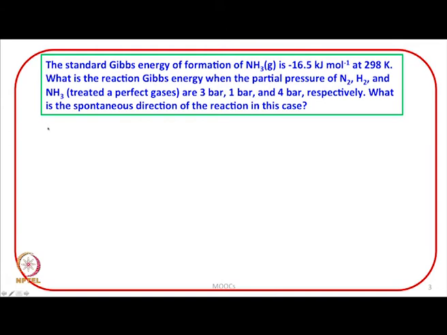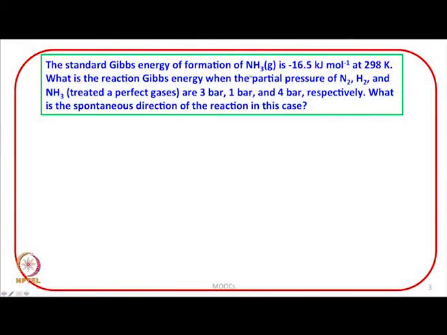The question is: the standard Gibbs energy of formation of ammonia is minus 16.5 kilojoules per mole at 298 Kelvin. What is the reaction Gibbs energy when the partial pressures of nitrogen, hydrogen and ammonia, treated as perfect gases, are 3 bar, 1 bar and 4 bar respectively? What is the spontaneous direction of the reaction in this case?